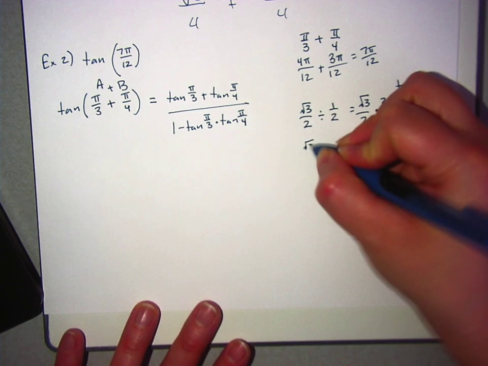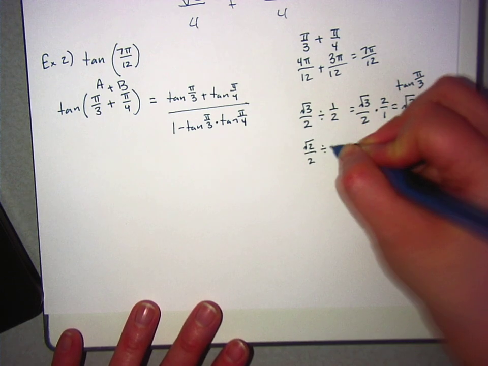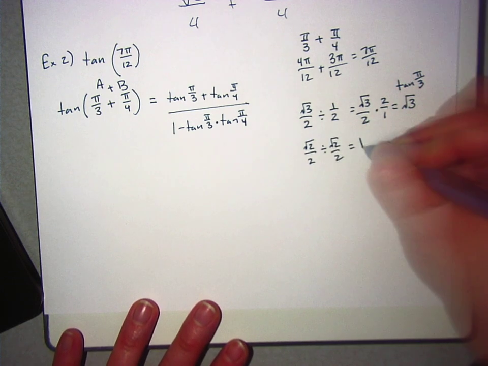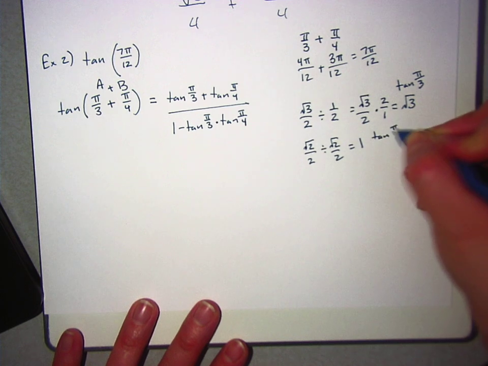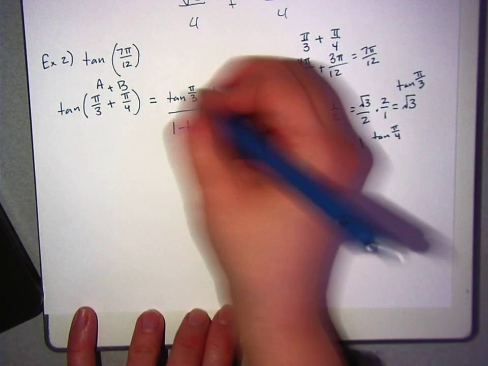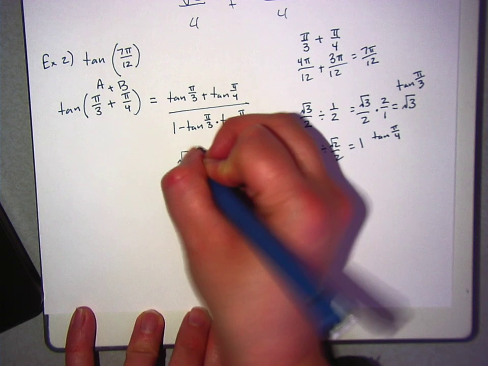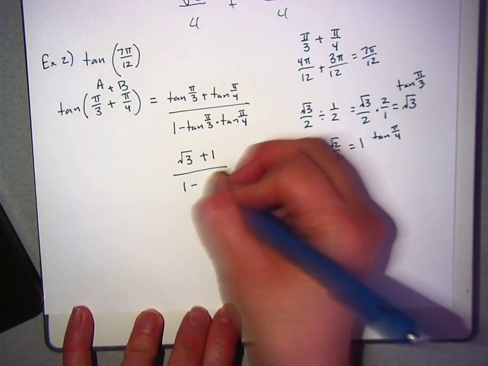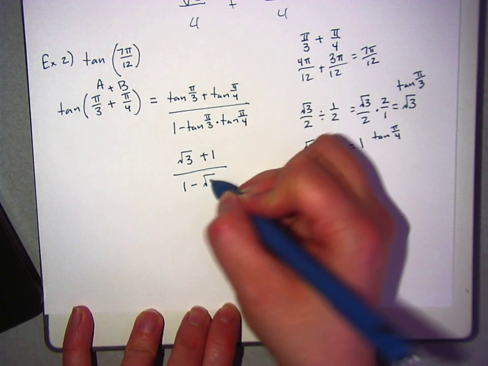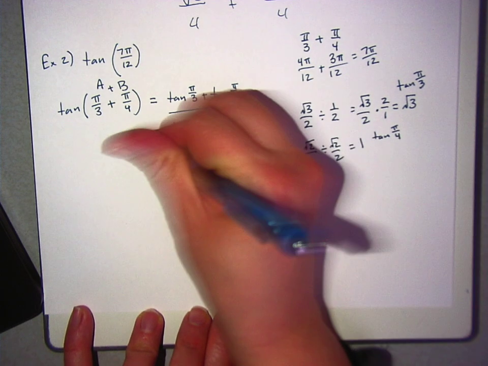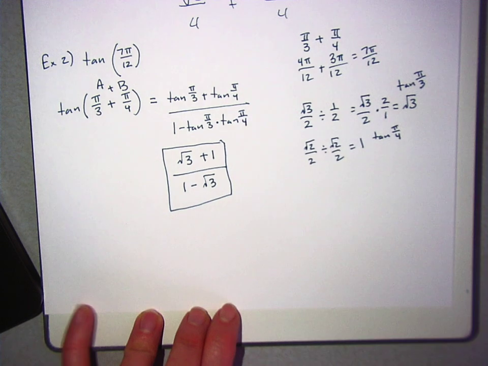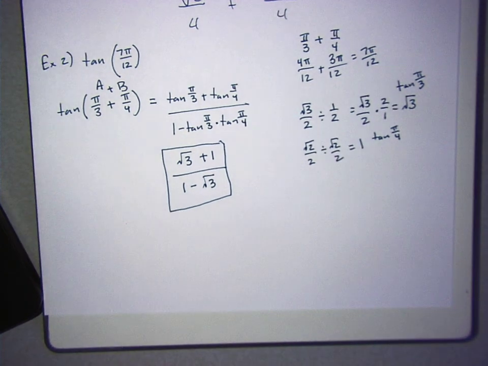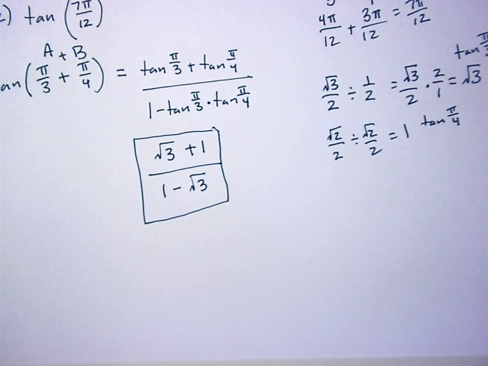I'll write it right here. Square root of 2 over 2 divided by the square root of 2 over 2 equals 1. That's the tangent of pi over 4. So if I start rewriting this, this is the square root of 3 plus 1 over 1 minus the square root of 3 times 1, which is just that. Now, this is not the official answer, but I'm going to let you have that be the answer.